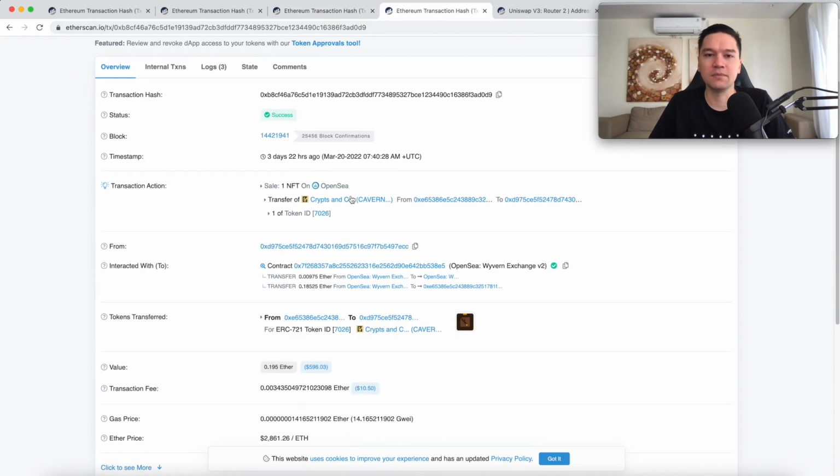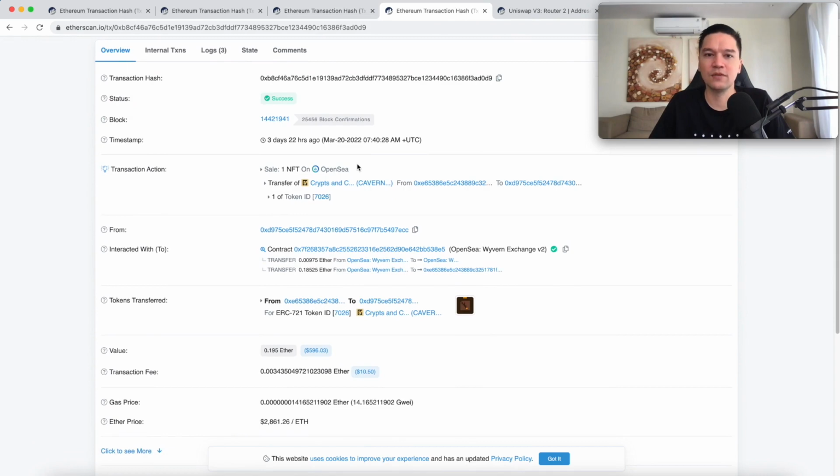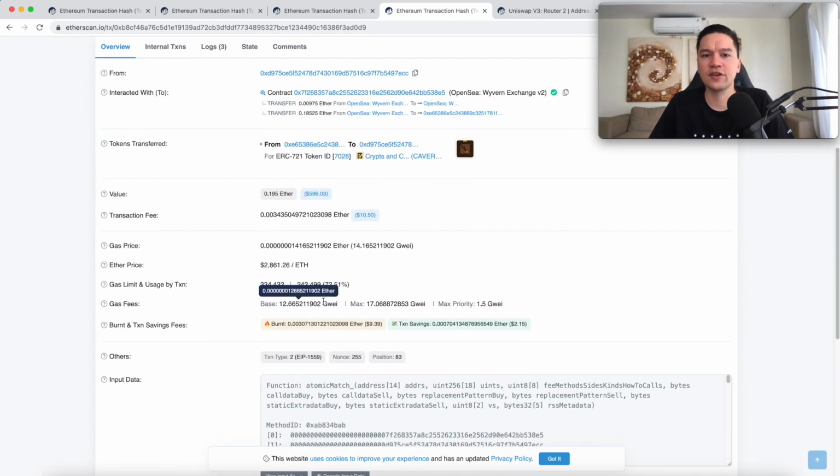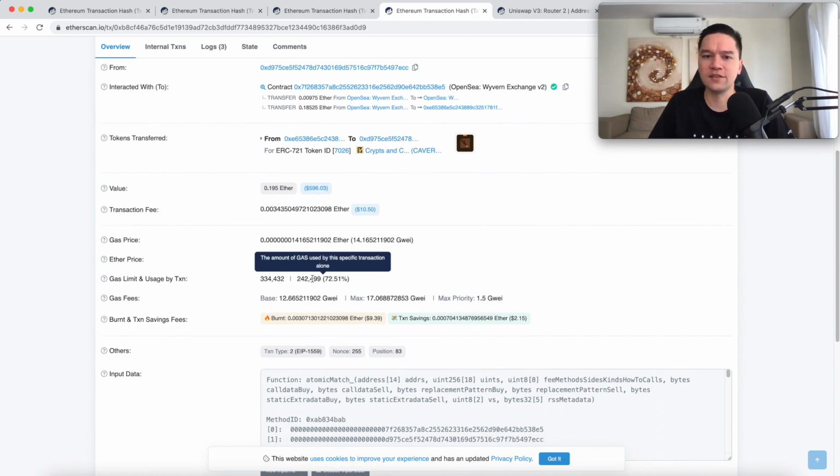Over here, I'm looking at the OpenSea smart contract. Over here, somebody purchased a token from this collection. The cost of this transaction was 242,000 gas. Again, we can see here that purchasing from OpenSea is sometimes even more expensive than just minting an NFT. Now, why is that? Well, that's because OpenSea has to run a bunch of checks to make sure that the transaction will go through, the right amount of Ether is paid, and so forth and so on.